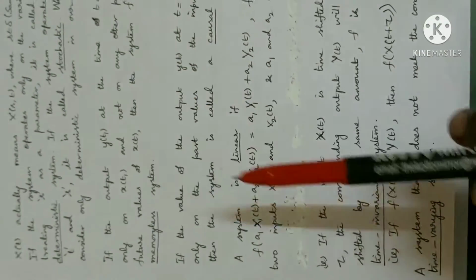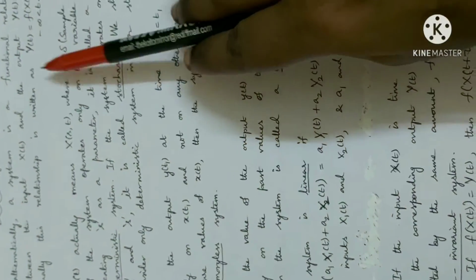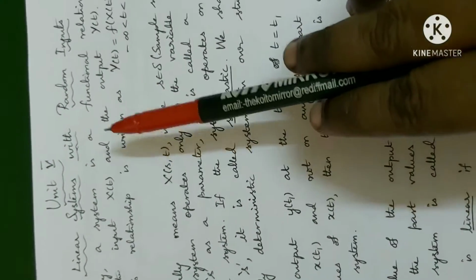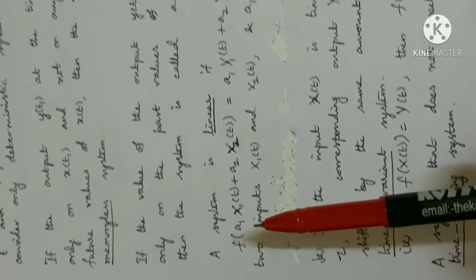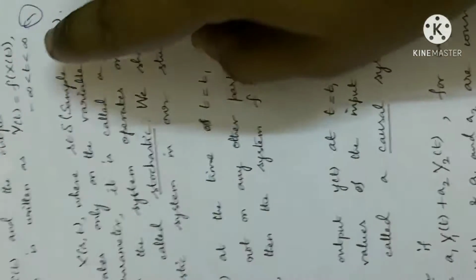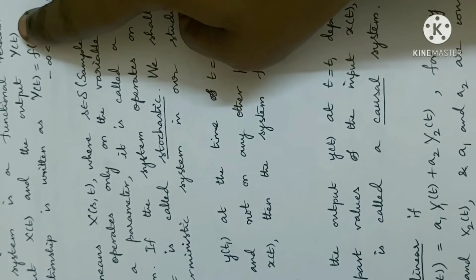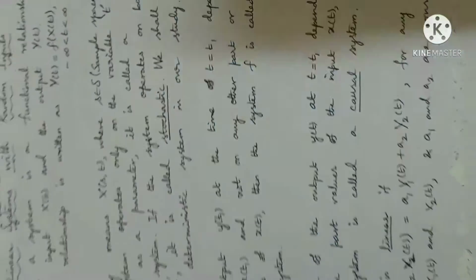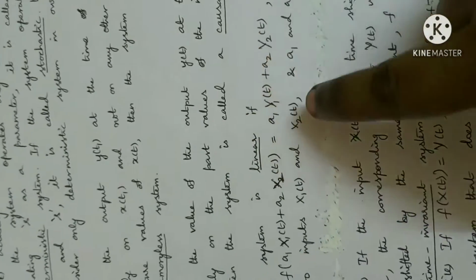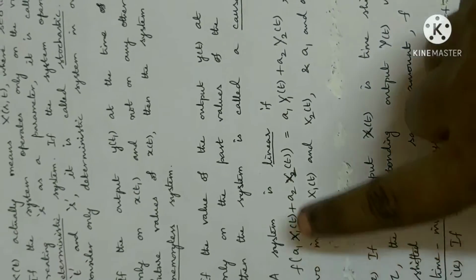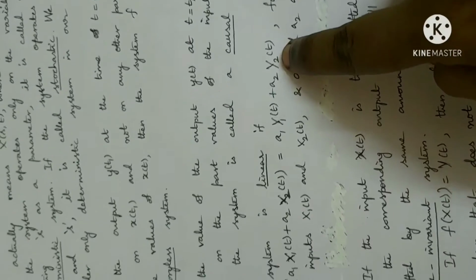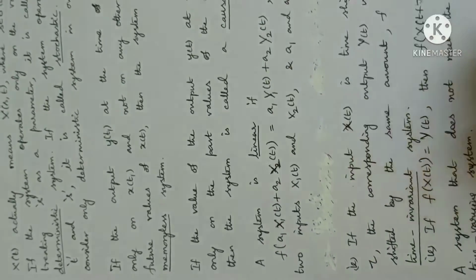We have already studied linear. Now let us see when the system is linear. A system is a functional relationship. If y of t is equal to f of x of t, and in place of x of t you consider a1 into x1 of t plus a2 into x2 of t, which is equal to a1 into f of x1 of t plus a2 into f of x2 of t, where f of x of t is y of t, f of x1 of t is y1 of t, similarly y2 of t, then if this is satisfied, the system is said to be linear.